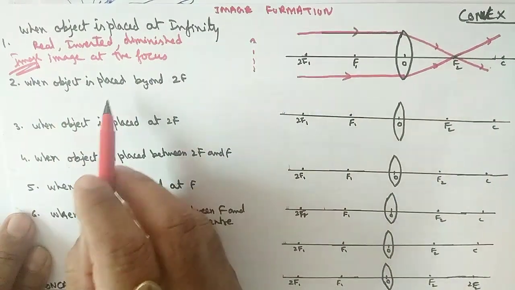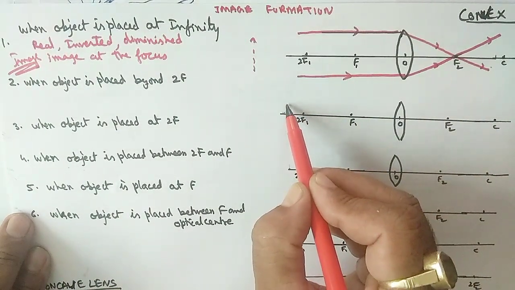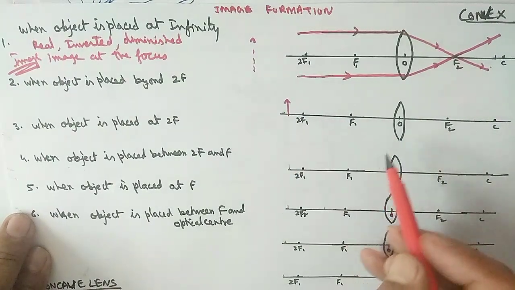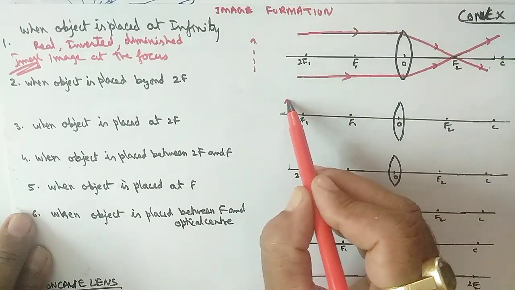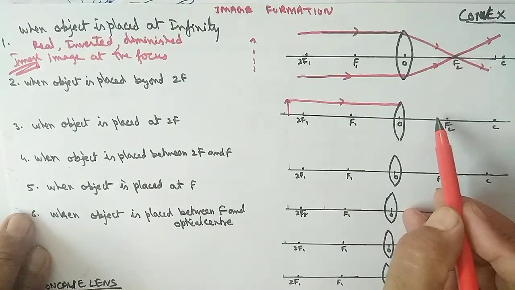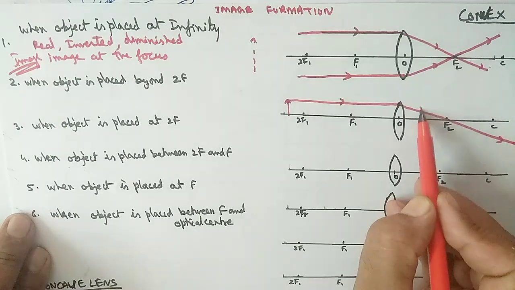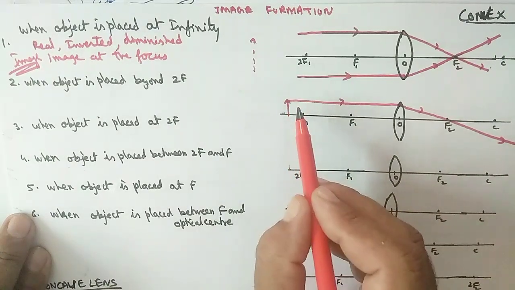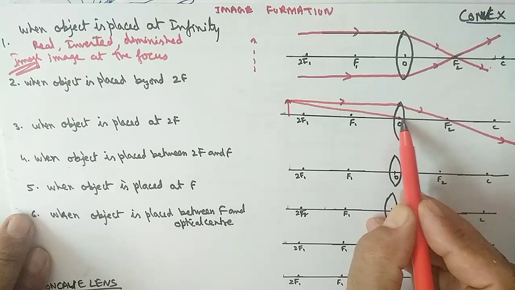Now the second case, when the object is placed beyond 2f. At any place you can take here. Suppose beyond 2f I'm taking. Always, in all the cases, you have to take the first ray parallel to the principal axis like this, and it will pass through the focus after refraction like this. Always show the arrow also. And the second ray you may pass from the optical center.